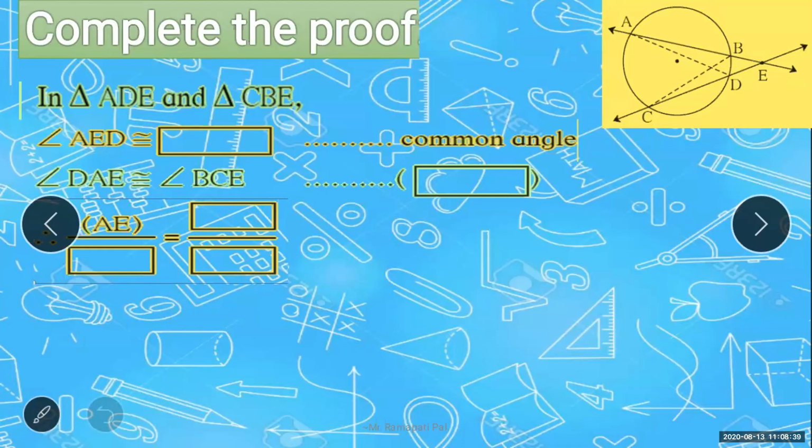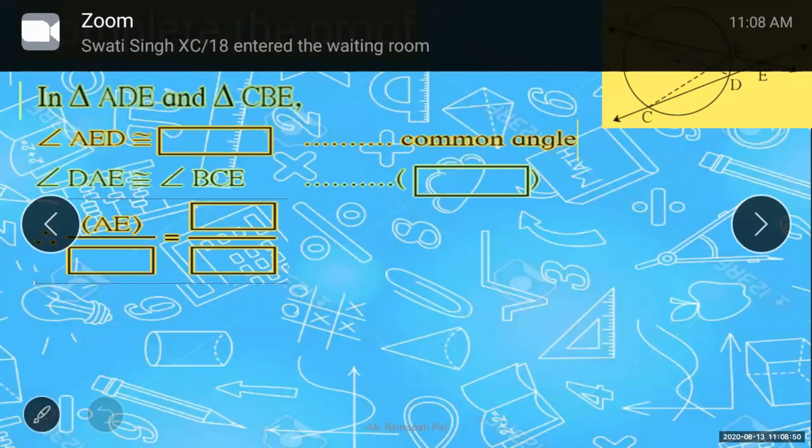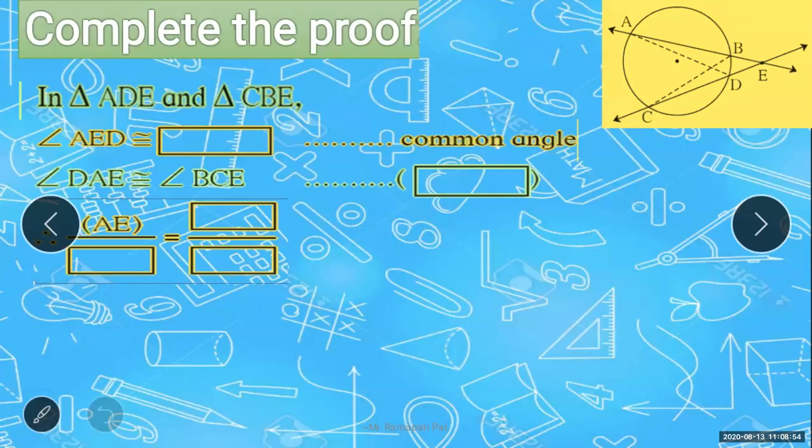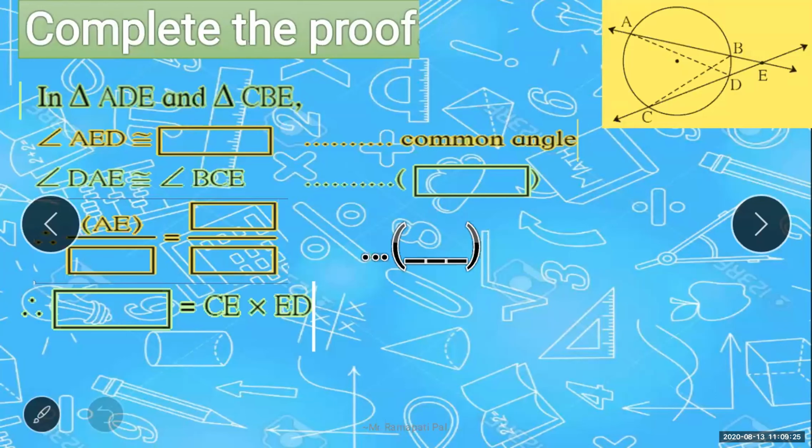AE upon dash. Yes, answers are coming. Okay. Let's see. AE upon CE is equal to ED upon BE. Okay. The reason is corresponding sides of similar triangles. Next. Can you tell me what is the reason now? Last one. Yes, very good. AE into BE is equal to CE into ED. So maximum students have replied.